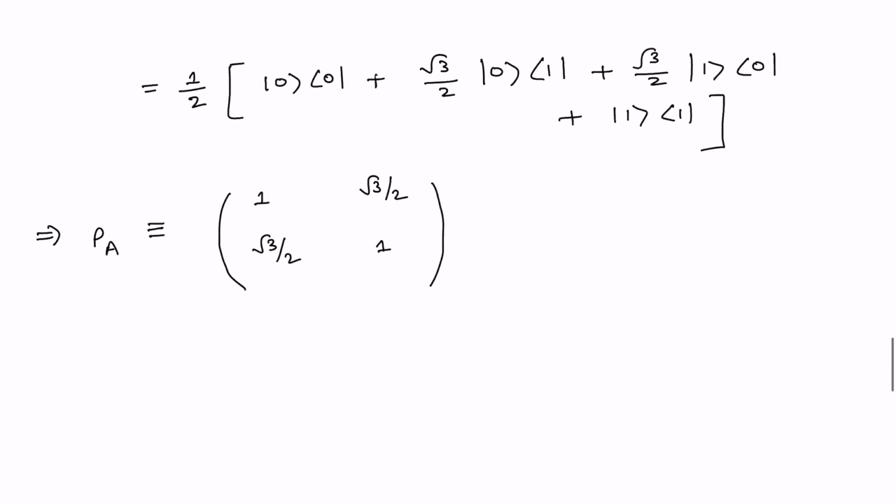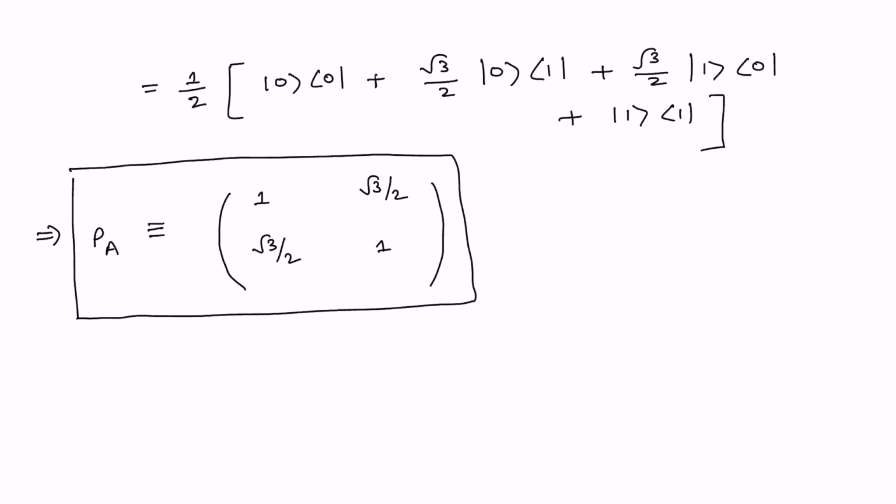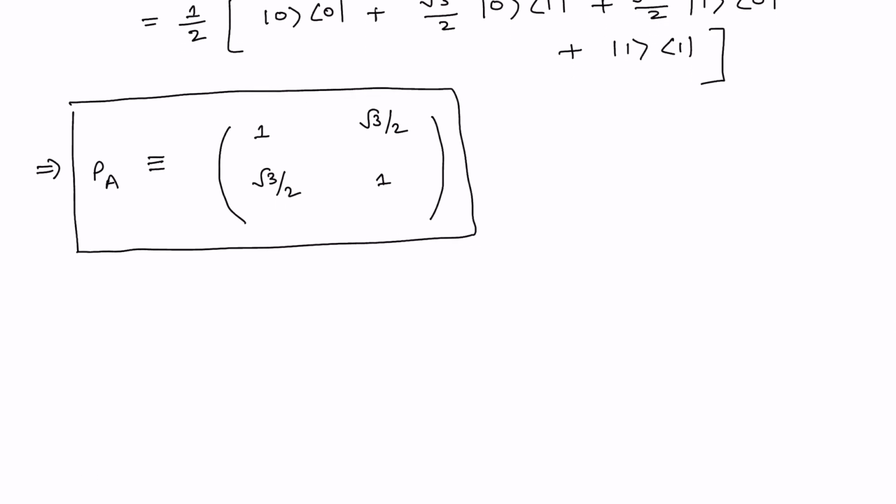So this is the density matrix for the subsystem A, and similarly you can work out the density matrix for the subsystem B as well. In fact, let me just give you that result, and it is going to be exactly the same. If you do the calculation, it would be 1/2 times the matrix [1, root 3 by 2; root 3 by 2, 1]. So this is the density matrix for the subsystem B.